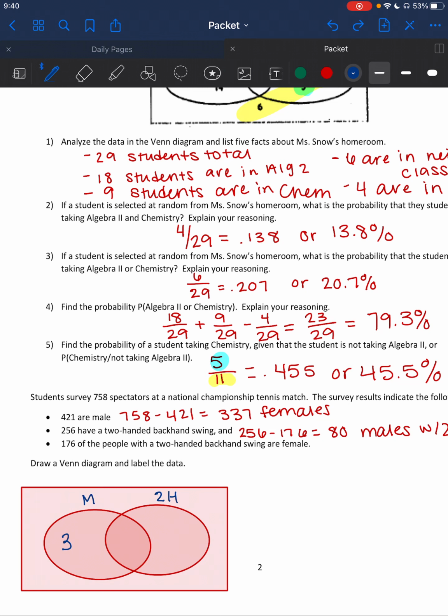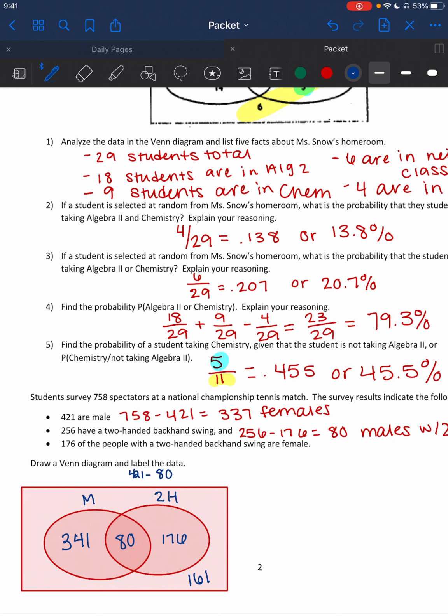421 males total. I have 80 of them who also have a two-handed backswing. So I need to say 421 minus 80 to get 341 here. Okay, then my total people with two-handed backswing was 256. I've already used the 80. I had 176 who are females, so they cannot be males also. And then I have 161 females who don't have a two-handed backswing. So that's how you would fill in your Venn diagram.